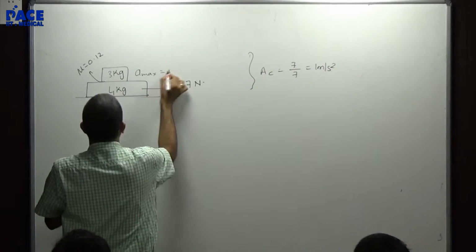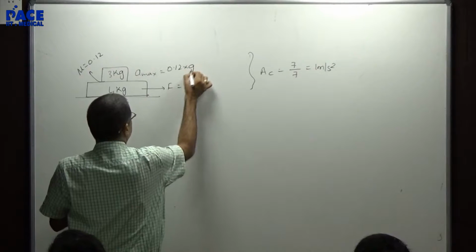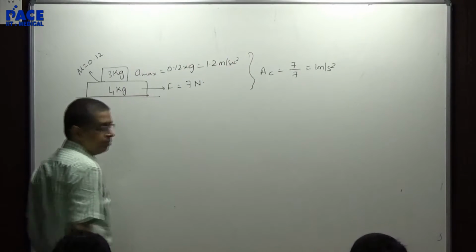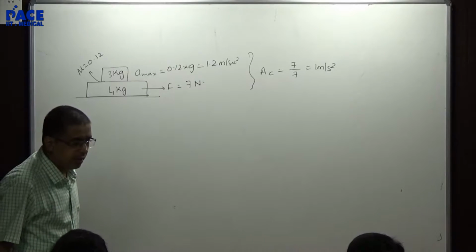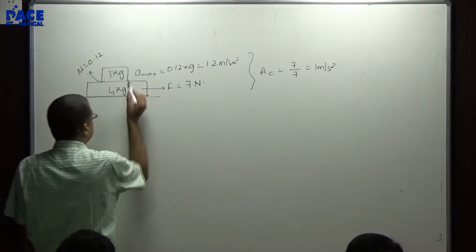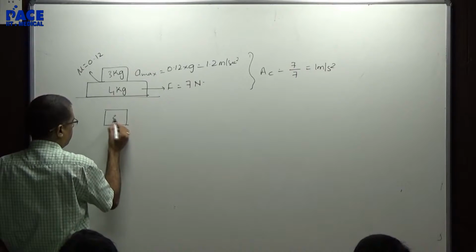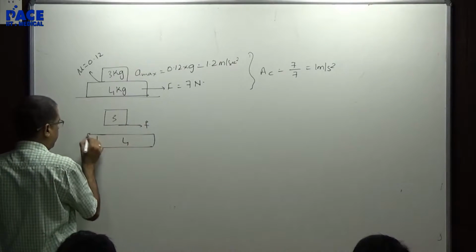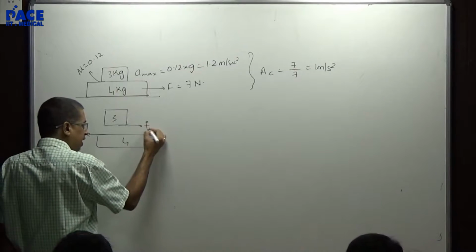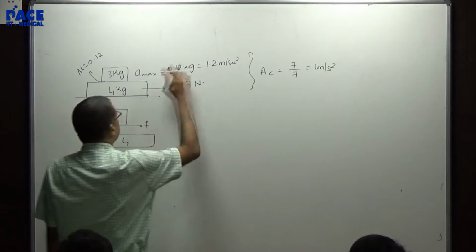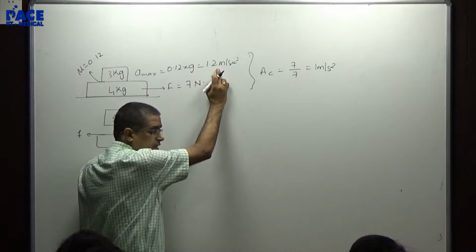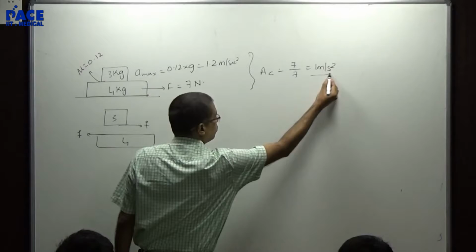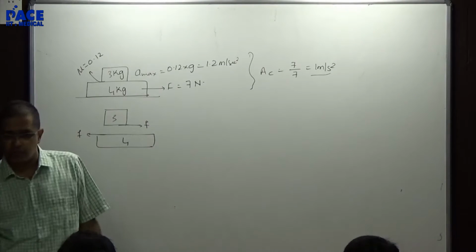A maximum will be 0.12 into 10. This is 1.2 meter per second square. Right? A maximum is provided by friction. Do you think friction will act to its fullest extent to give this block 1.2 meter per second square? It will not. It will decrease its value so that both move together with common acceleration of 1.